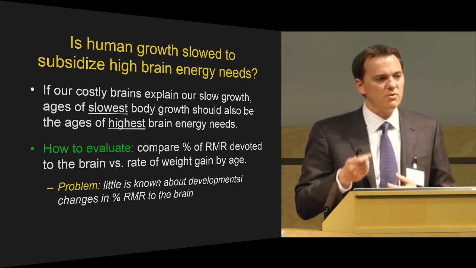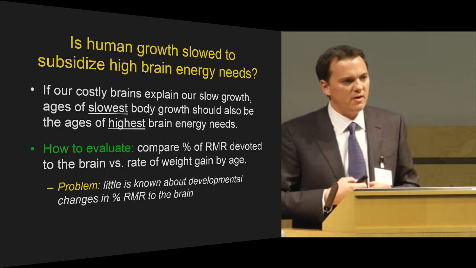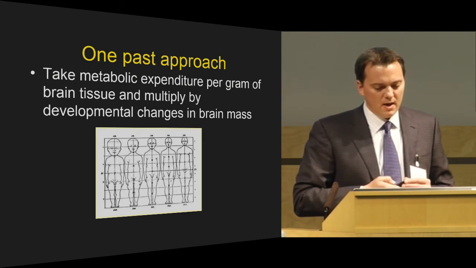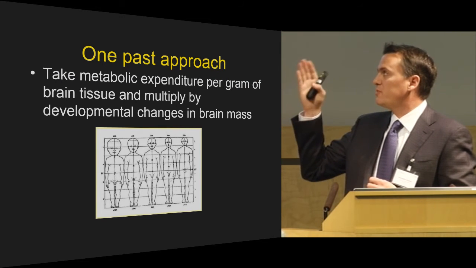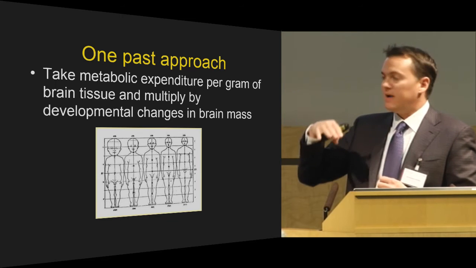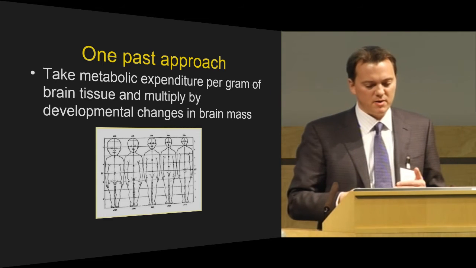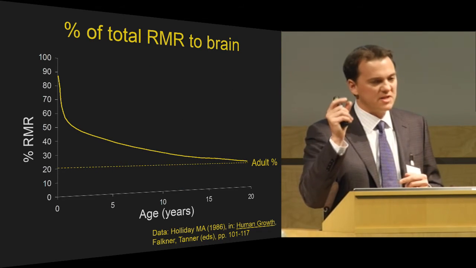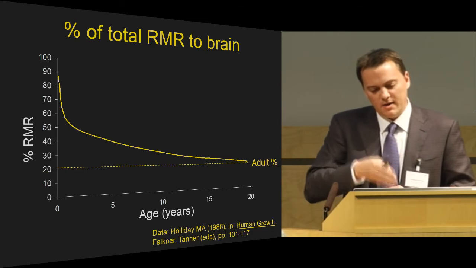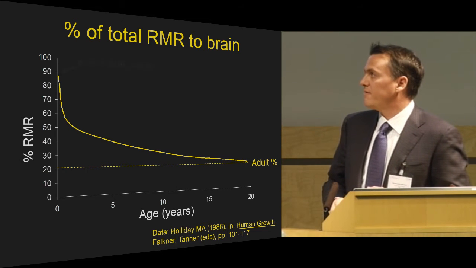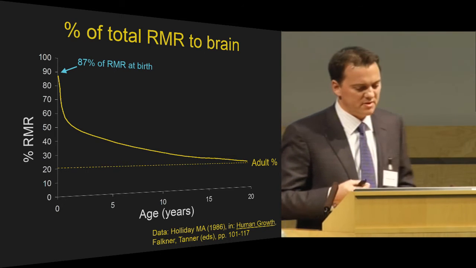Now the problem is that we don't know a lot about that until recently. We don't really know developmentally how that figure of percentage of RMR to the brain changes. Now one approach that's been taken is to take the expenditure per gram of brain and multiply it by the size of the brain at different ages and then divide by the resting metabolic rate. And this is in fact what was done by Holliday. Took the expenditure of the adult brain and then multiplied it through and then divided by RMR. And this is the data, kind of connected here to show a graph. And this figure has been cited a lot. It came up with this estimate that 87% of RMR goes to the brain at birth.